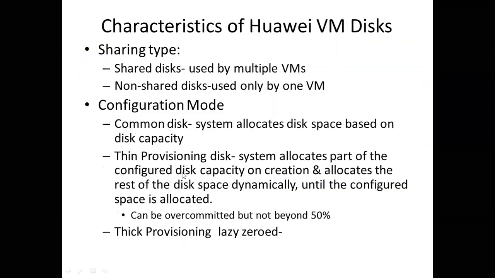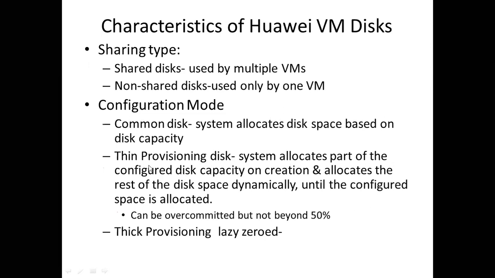Now let's take a look at characteristics of Huawei VM disks. The VM disks in Huawei, we can characterize them by sharing type. We have shared disks and non-shared disks. A shared disk means the disk can be used by multiple VMs, by 2 or more VMs. A non-shared disk means it can only be used by 1 VM.